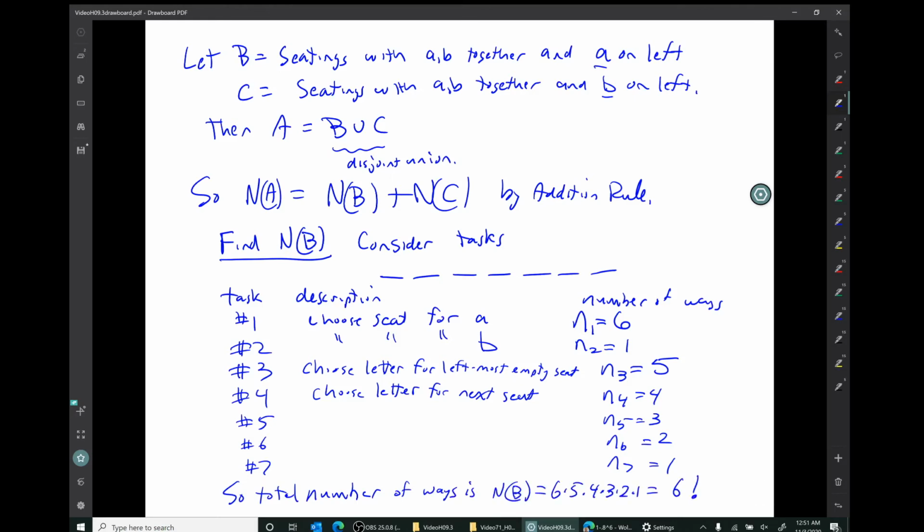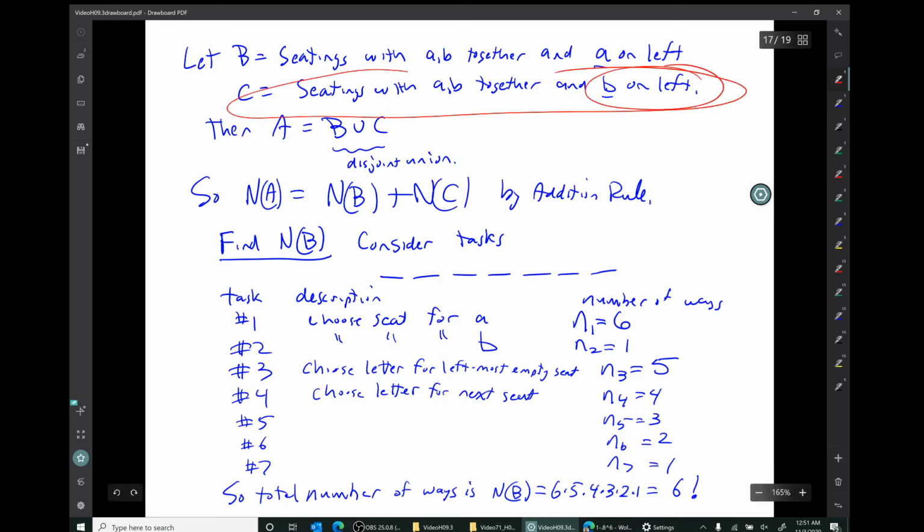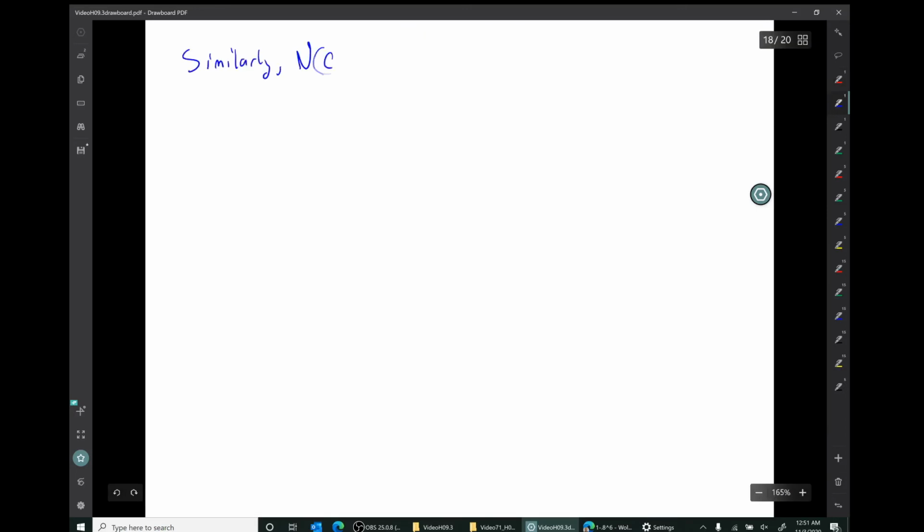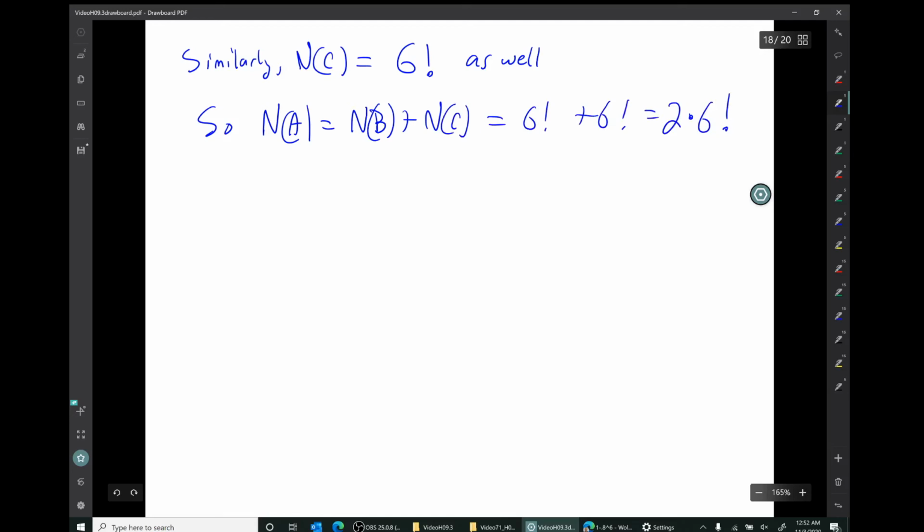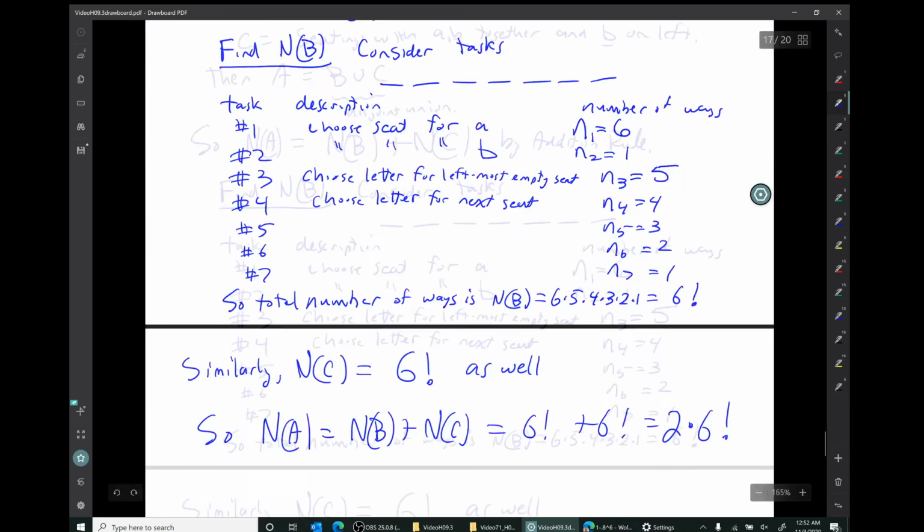Now we need to count the number of seatings with A and B together and B on the left. Well, that's going to be the exact same thing, just putting B in a seat first. And so it's just going to be the same result. We'll do that on the next page. So the number of elements in set C is 6 factorial as well. So the number of elements in set A is 2 times 6 factorial.